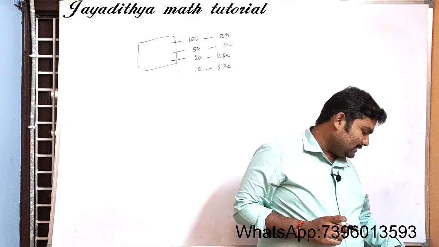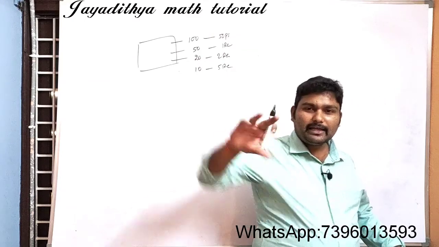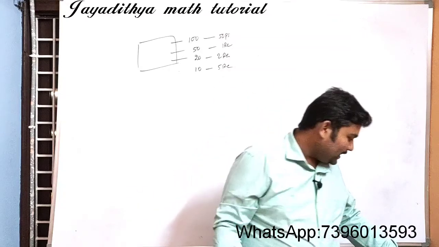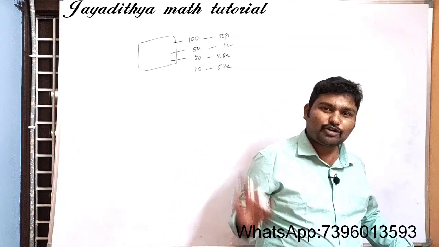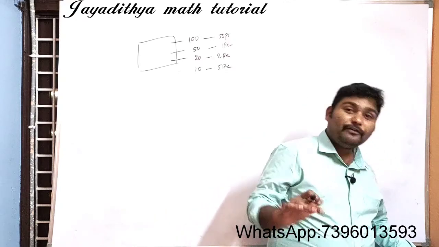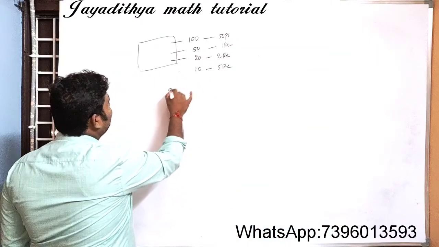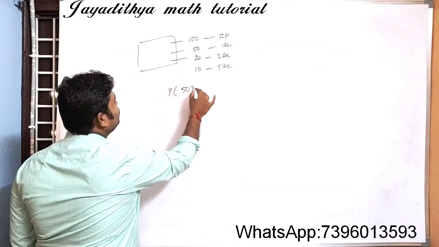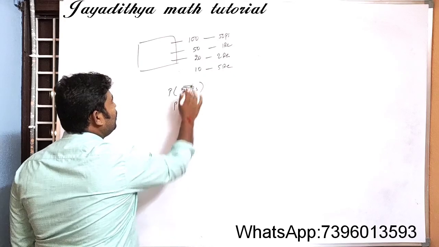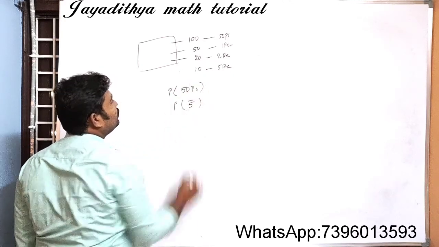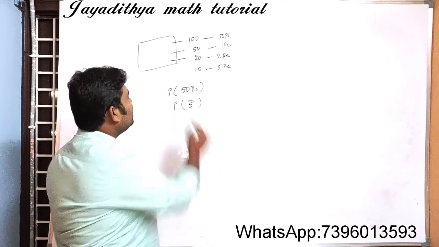What is the probability that a coin, when the kiddie bank is turned down, what is the probability that a coin falling down will be a 50 pice coin is one question, and will not be a 5 rupee coin. That means here you need to find probability of getting a 50 pice coin and probability of not getting 5 rupee coin.